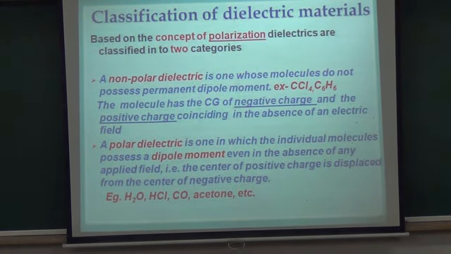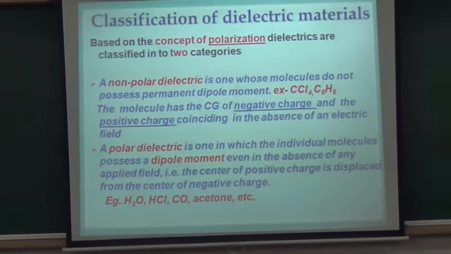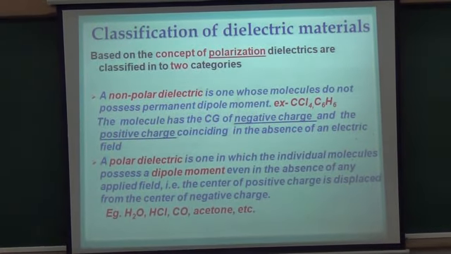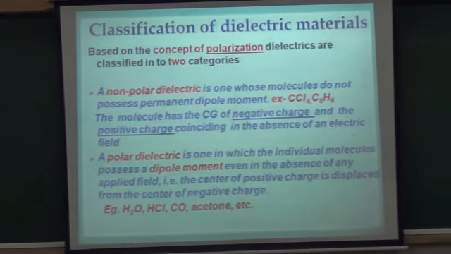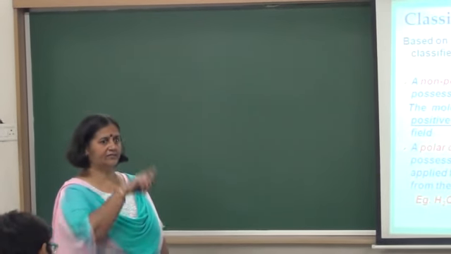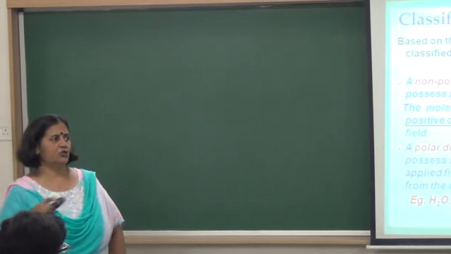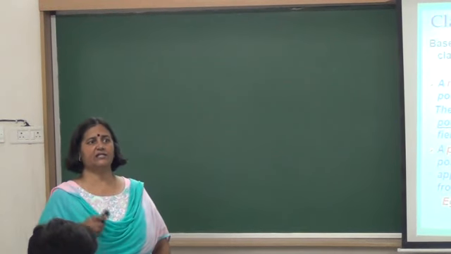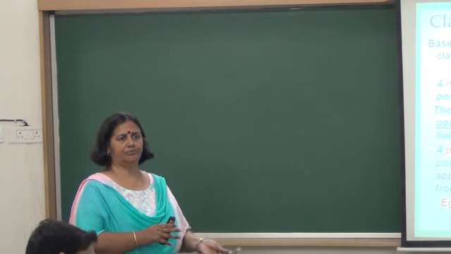Now this dielectric material can be divided further into different categories, where we have some material which have permanent dipole moment and some which do not have permanent dipole moment. Consider benzene. Think of that ring. It's perfectly symmetrical, so there is no permanent dipole moment. That means it is a non-polar molecule. So that is one group.